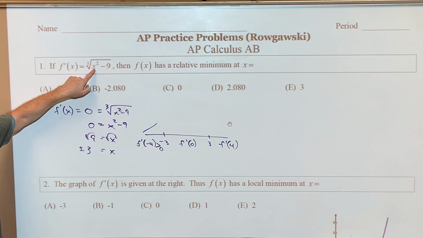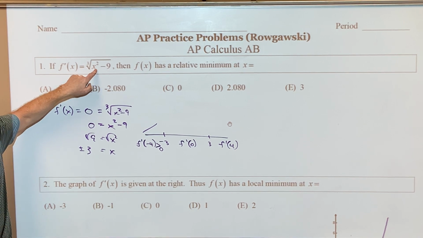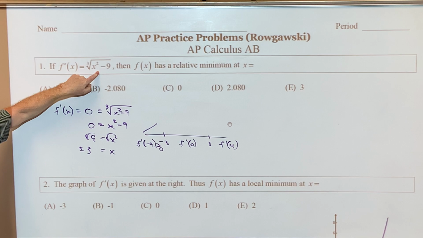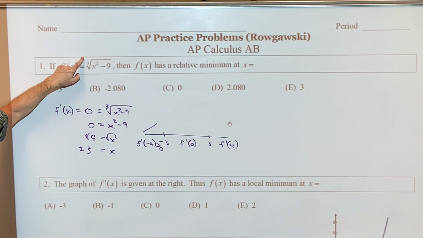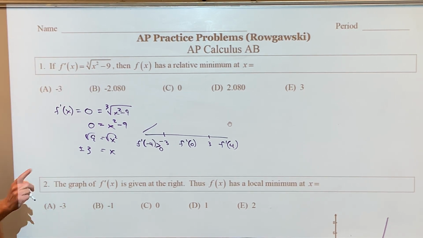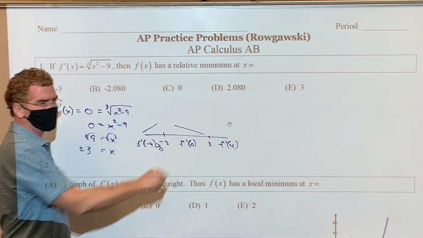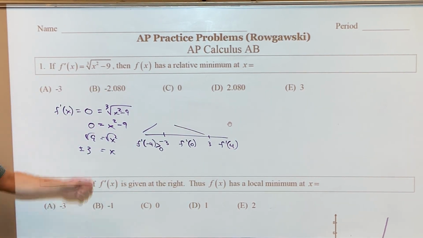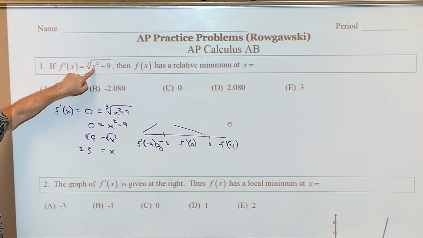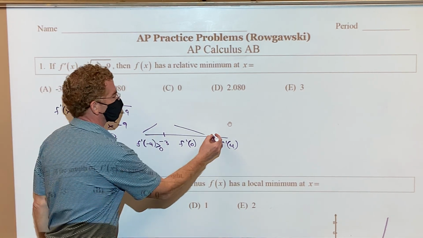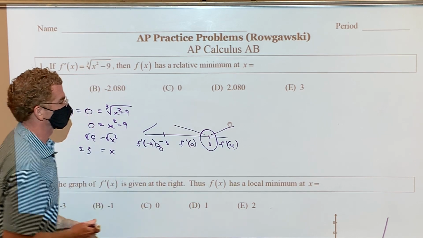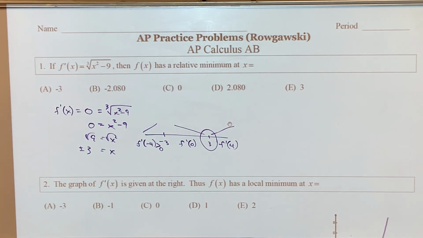If I plug a 0 in there, I get a cube root of a negative. Now I can cube root a negative. That doesn't give me an i, that just gives me a negative because it's an odd root, right? Only square roots of negatives give me i's. So that gives me a negative, so it's decreasing. So if that increases, I know that I have a min there. If I plug a 4 in there, 16 minus 9 again is 7, so that is positive. So you can see right there at 3, I have a relative min, but not at plus or minus 3.